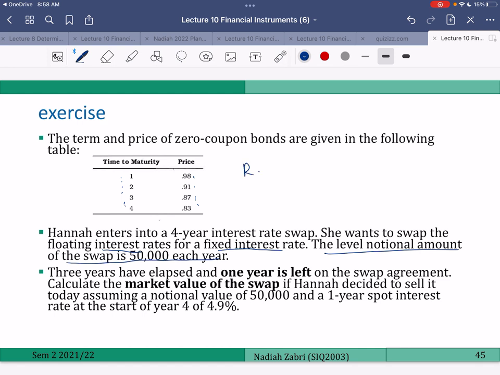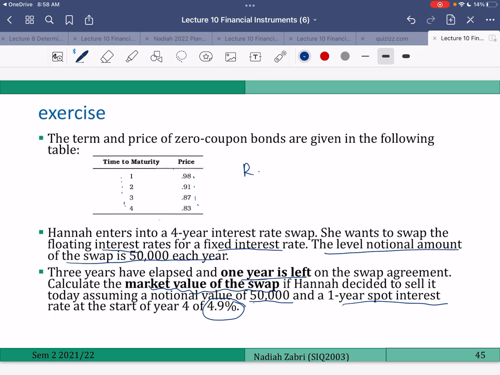Okay, 3 years have elapsed and 1 year is left. And on the swap agreement, calculate the market value of the swap if Hannah decides to sell this swap contract. Assuming the notional value is 50,000 and the 1 year spot rate at the time that she wants to sell is 4.9%.